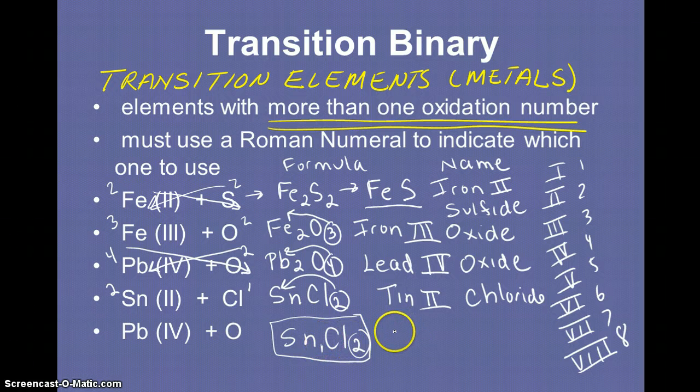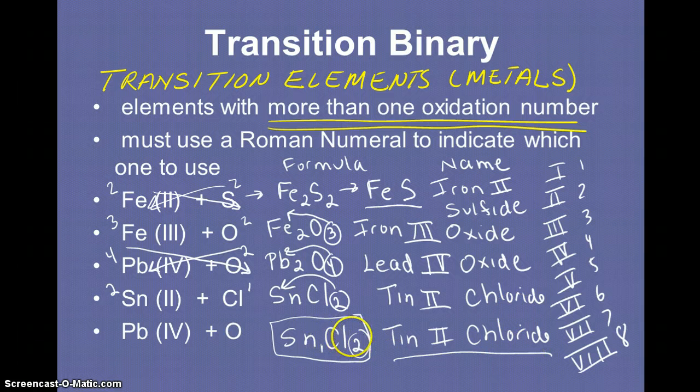So when I write the name, I know now, okay, I have to give a Roman numeral because there was more than one oxidation state. Got to give me that recipe. Which one did you use? You've got to clarify that in the name always. And you would write it just like we did. I'm writing it again, I know. Tin, Roman numeral 2, chloride.